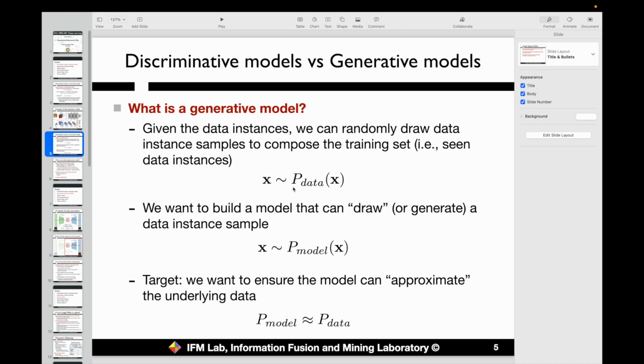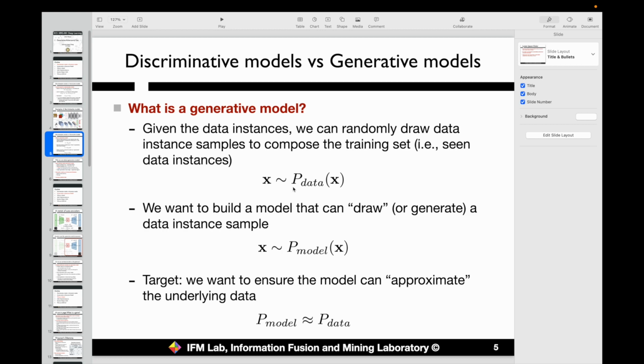Okay, then what is the generative model and what's the difference versus discriminative models? So we can provide some high-level ideas about generative models on this page. Before that, we mentioned that to train a discriminative model, we need to have a training set. Then the question would be, how can we obtain this training set? We have to compose the training set via some method, right?